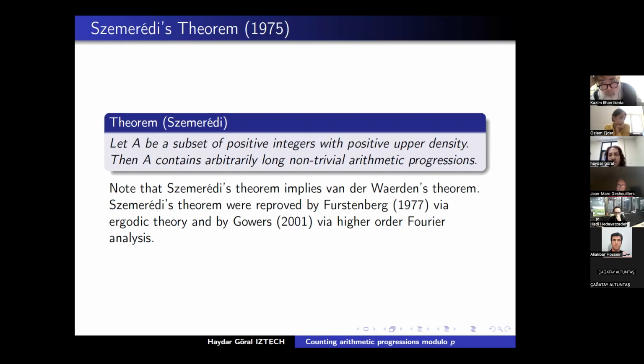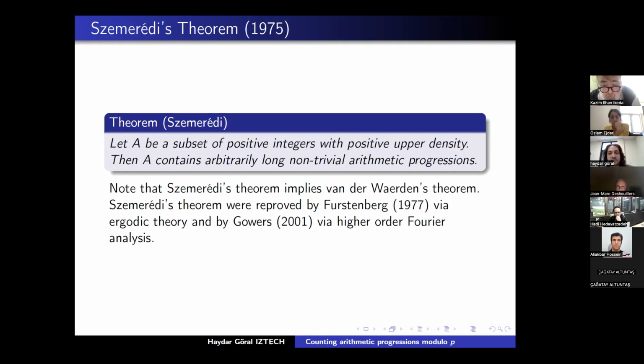Why? Because if you partition the positive integers into finitely many classes, then at least one class should have positive upper density. Because if all of them had zero density, then so would the set of all positive integers. So this is why Szemerédi's theorem immediately implies van der Waerden's theorem.